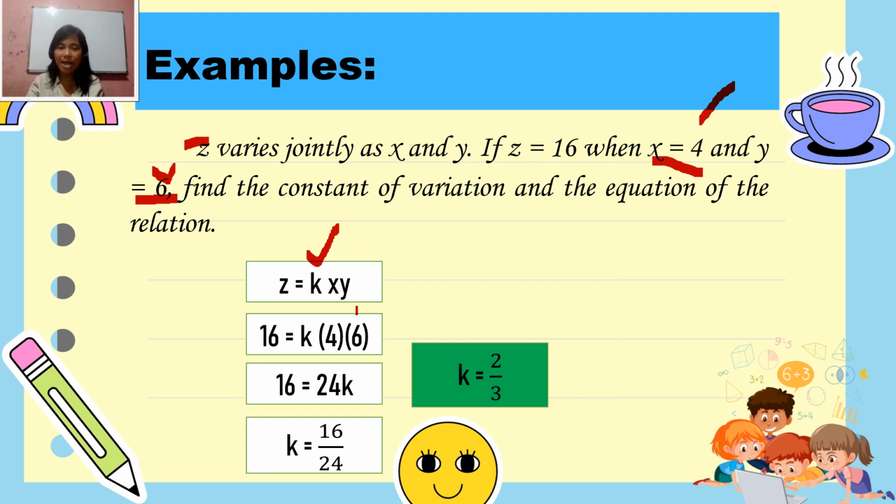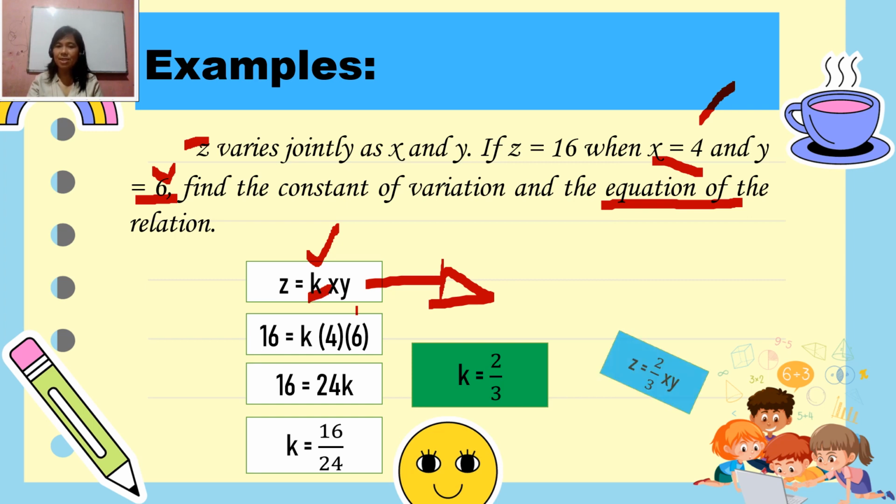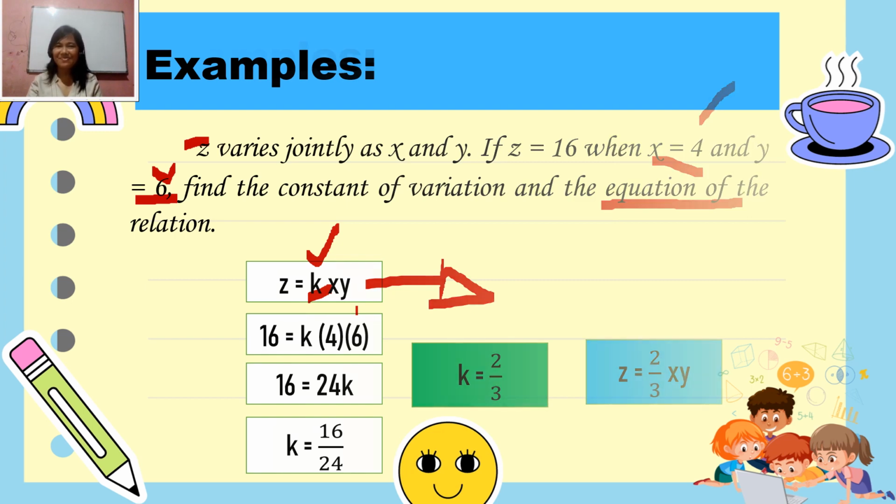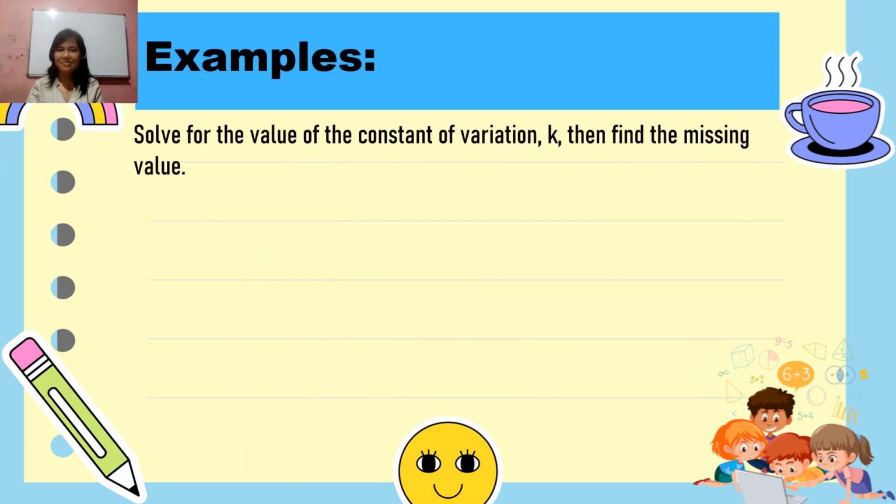Now, ang sabi pa, aside from finding the constant of variation, it also asks you to find the equation of the relations. You have to go back here. Tapos, palitan nyo lang si K ng value niya. So, magiging Z is equal to the K, 2/3, tapos XY. Yun na yun. Okay, madali lang yun. So, now, solve for the constant of variation, then find the missing value.